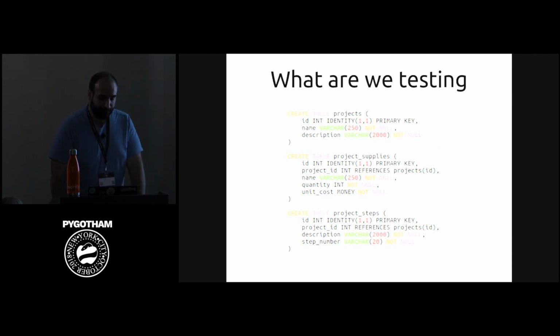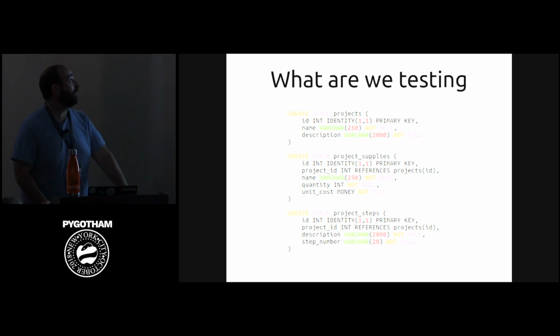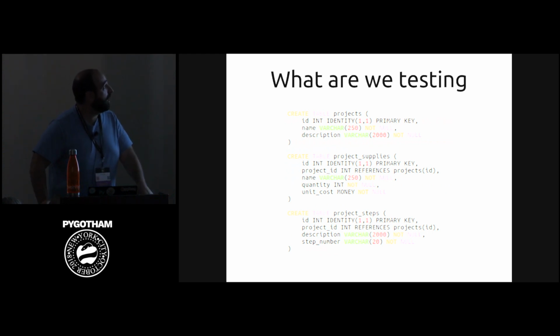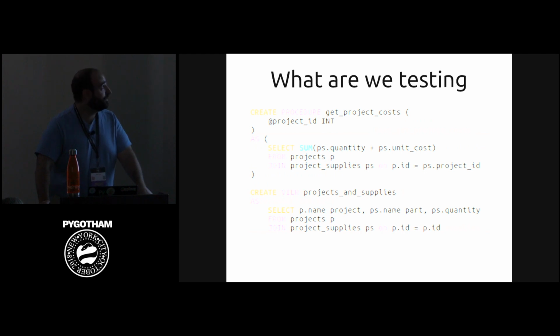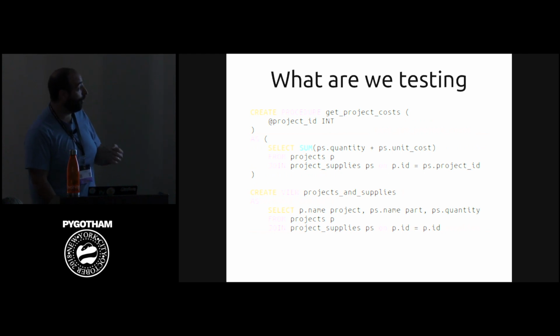So those were the tables. Now here are the stars. We have a stored procedure called get project costs, and then a view called project and supplies. The get project costs stored procedure, you pass it in a project ID, and it will sum up all the costs for that project and return the total costs. The view is going to take all the project supplies and denormalize it and attach the project name to each row. Nothing complicated. Now, there are a few problems here, so shh.